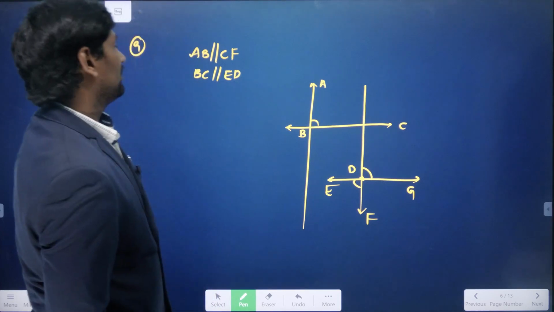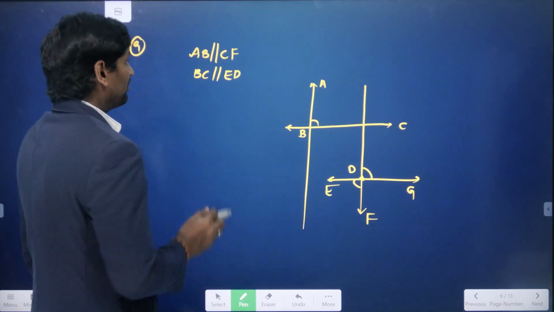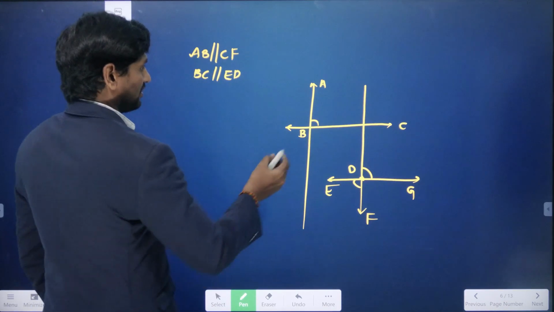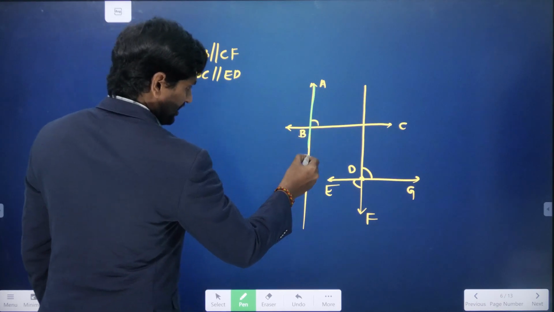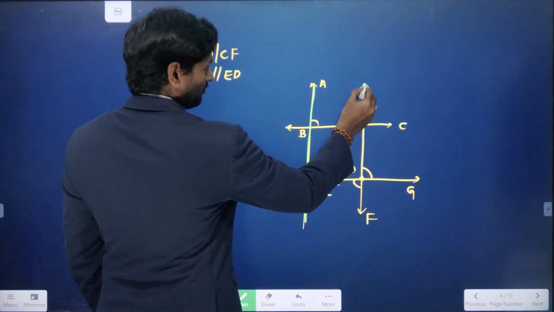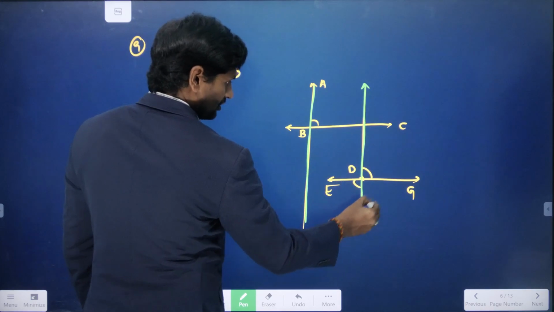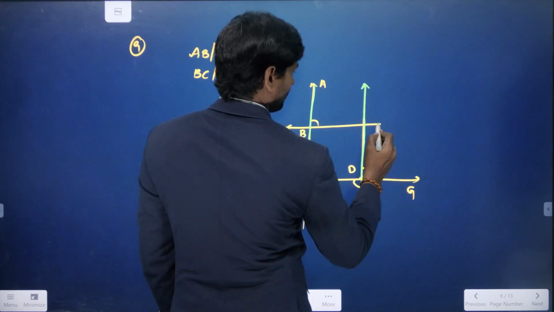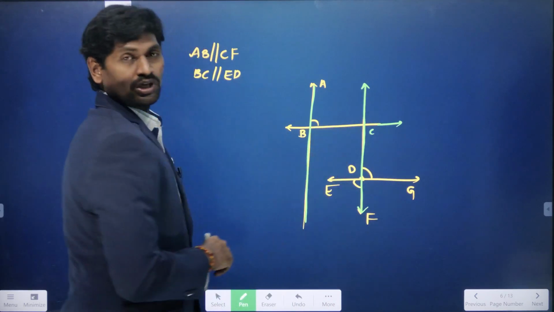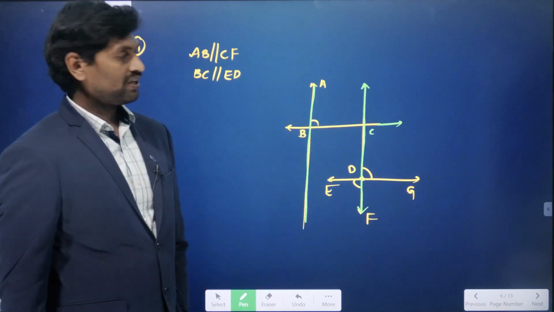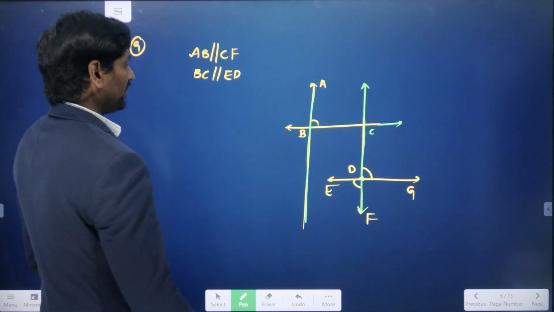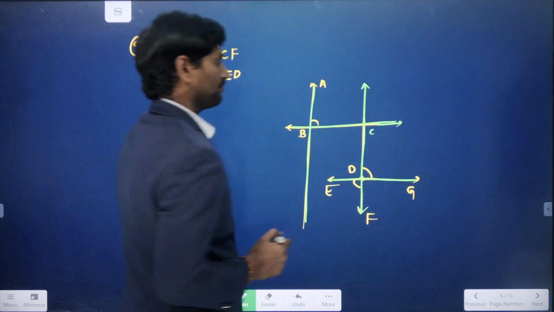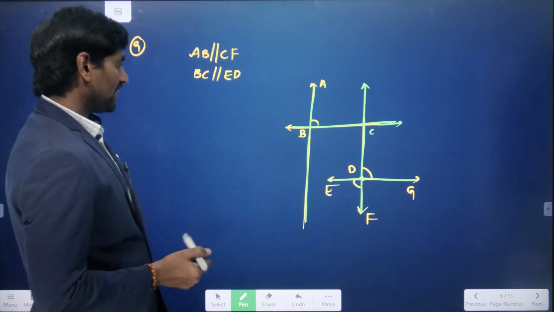Right. So once you observe this diagram, it is clearly given that AB is parallel to CF. I am drawing the parallel lines clearly. AB, this line is parallel to CF, this one. Yeah, C we have to take here. These two are parallel lines, which are in the color green. And BC is parallel to ED, this one. These two are also parallel. We need to identify the conditions here.